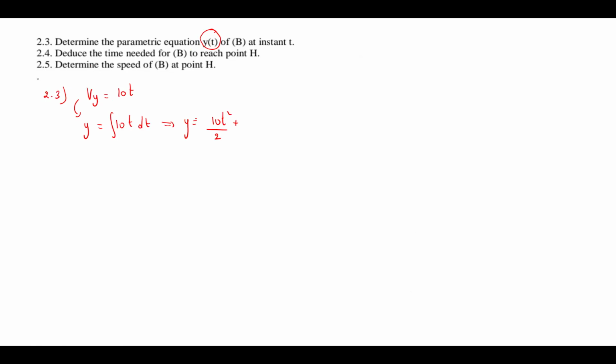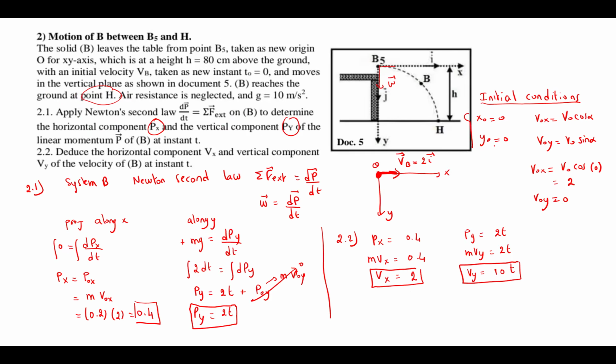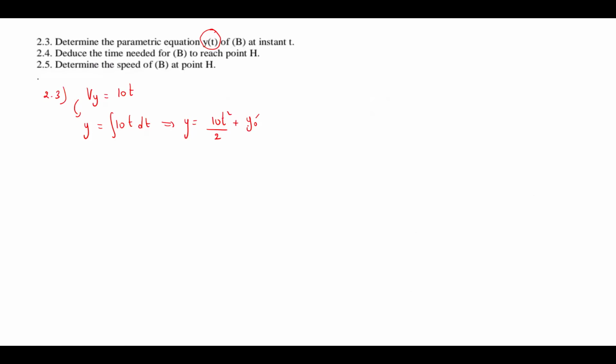The constant will be the initial value of the variable, y0. And we knew that y0 is 0. These are the initial conditions. So this is 0. So I get at the end y equals 5t squared. And this would be the parametric equation.